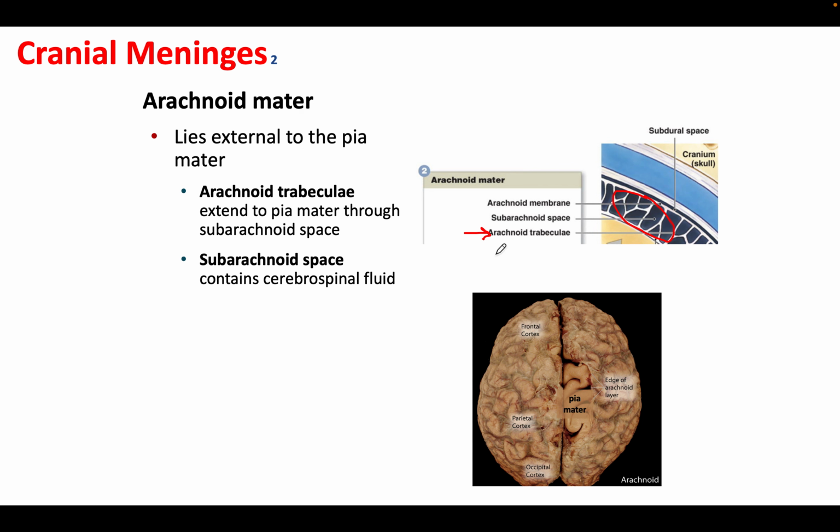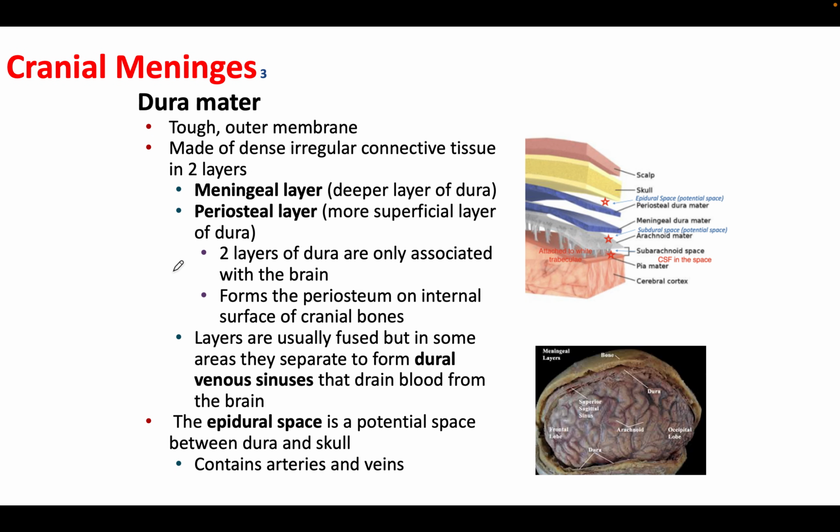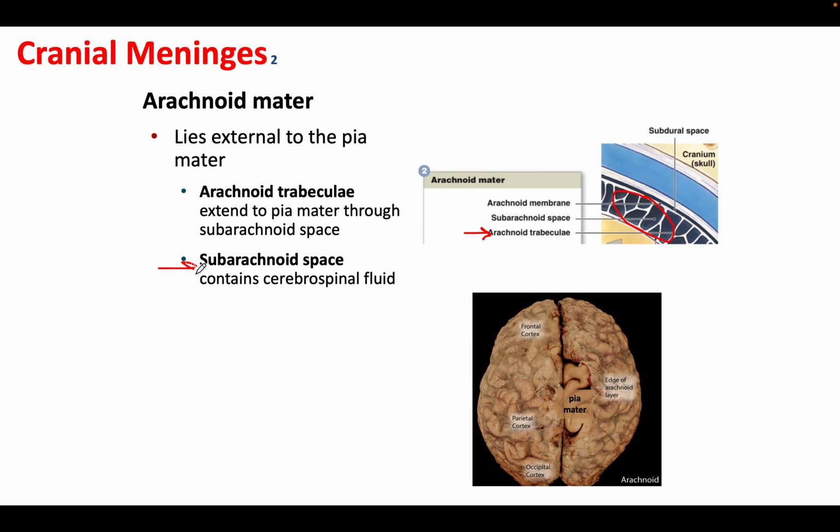Now, the important thing about the arachnoid trabeculae, it's in the middle, so it's between the pia and the dura, is that it contains this space here. And this space is called the subarachnoid space. All right. This subarachnoid space contains and circulates cerebral spinal fluid around the brain as well as around the spinal cord. And we'll see later how the cerebral spinal fluid is made, but this is an important location.